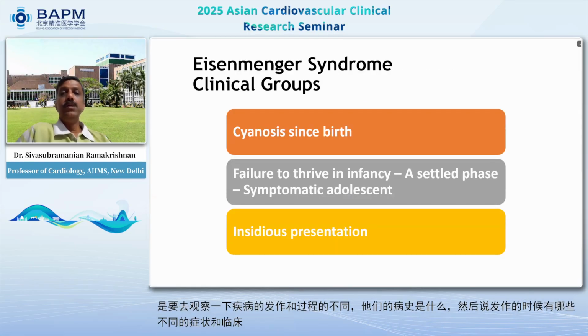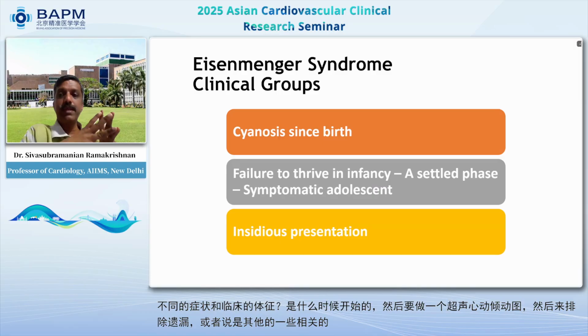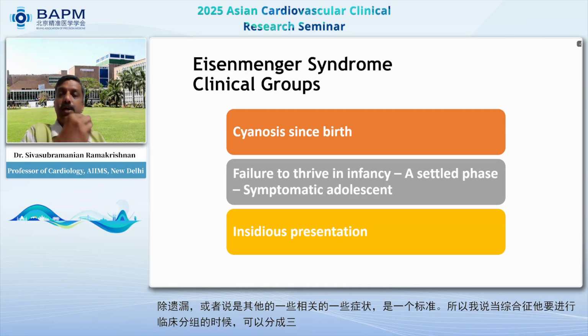So that's a standard. Eisenmenger syndrome, in terms of clinical groups, can be of three types. One is cyanosis since birth. These are the cyanosis with increased pulmonary blood flow situations, like the transposition of great arteries, the DORVs with malposed vessels, and then the truncus arteriosus.